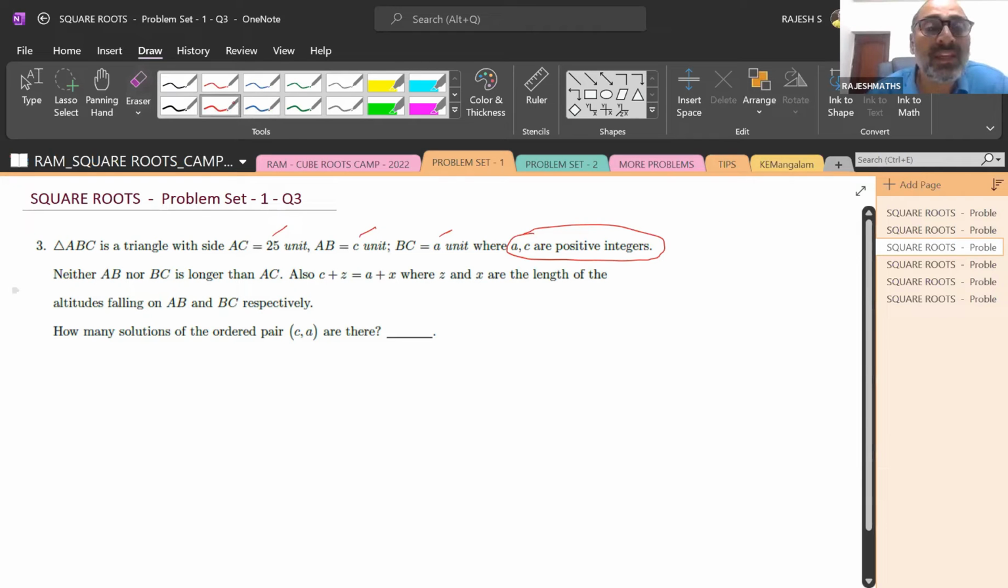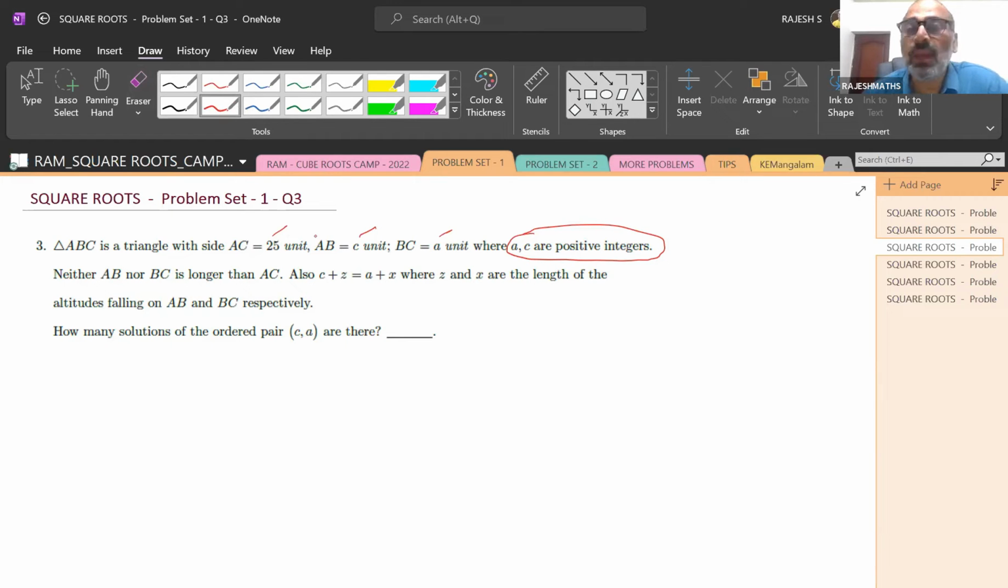c plus z equals a plus x. What are z and x? z and x are the lengths of altitudes falling on AB and BC. So let me draw roughly a triangle. The triangle is ABC, right?